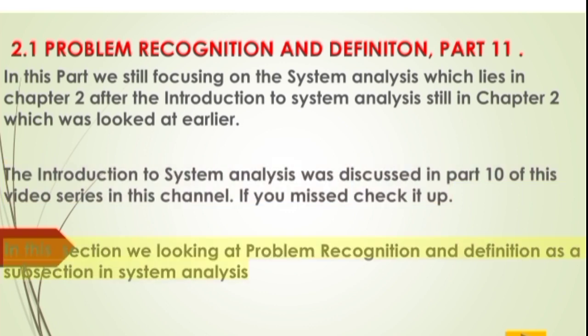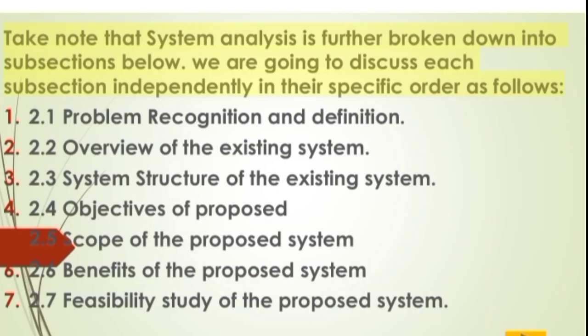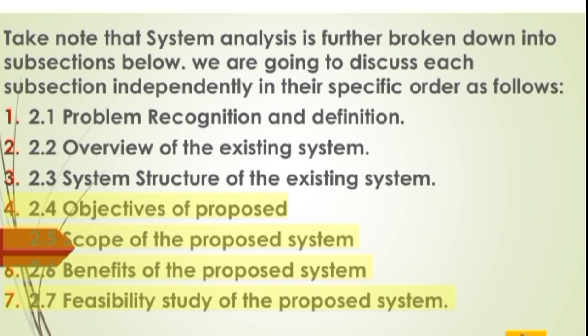In this section we are looking at problem recognition and definition as a subsection in system analysis. Take note that system analysis is further broken down into subsections below. We are going to discuss each subsection independently in their specific order as follows. 1. 2.1 Problem Recognition and Definition. 2. 2.2 Overview of the existing system. 3. 2.3 System structure of the existing system. 4. 2.4 Objectives of the proposed system. 5. 2.5 Scope of the proposed system. 6. 2.6 Benefits of the proposed system. 7. 2.7 Feasibility study of the proposed system.